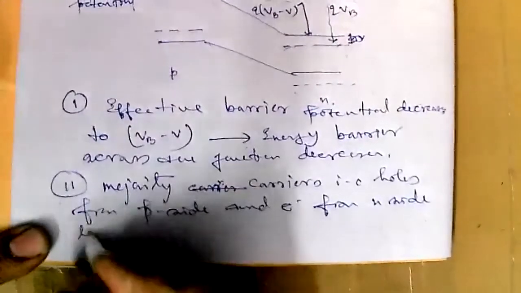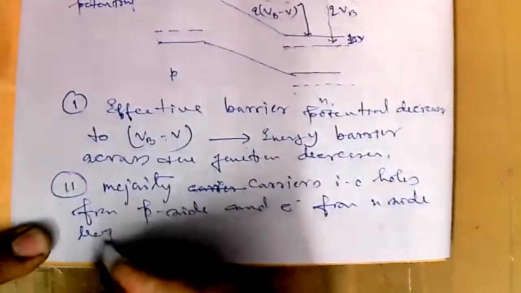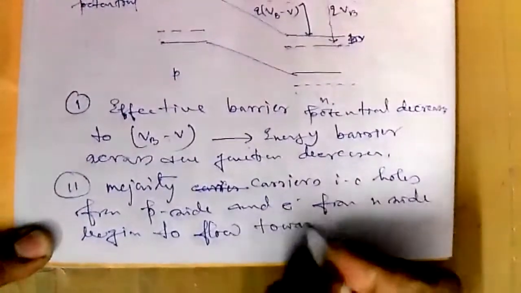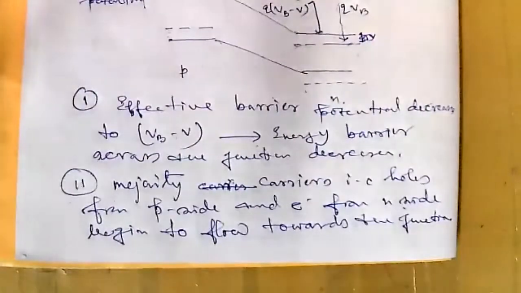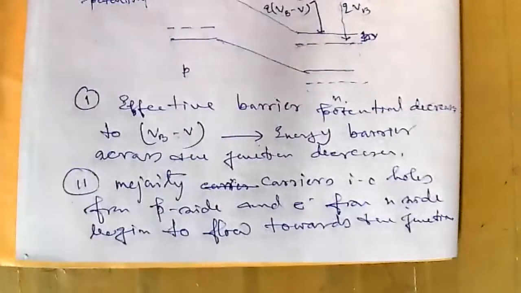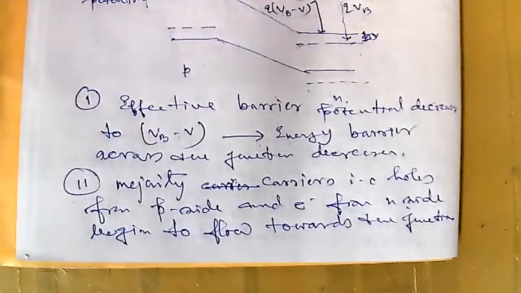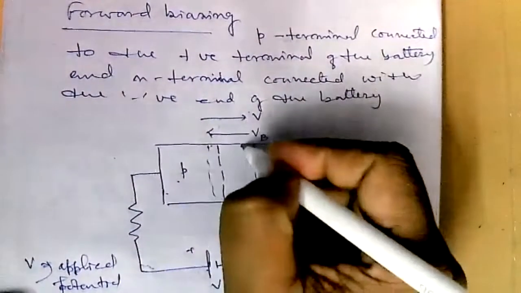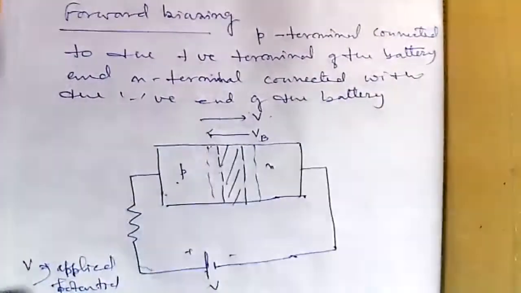Electrons from N side begin to flow, so electrons and holes now start moving towards the junction. The diffusion of electrons and holes into the depletion layer decreases the width. So what will happen? The width of the depletion region will decrease. Initially it was the width, now it has decreased.